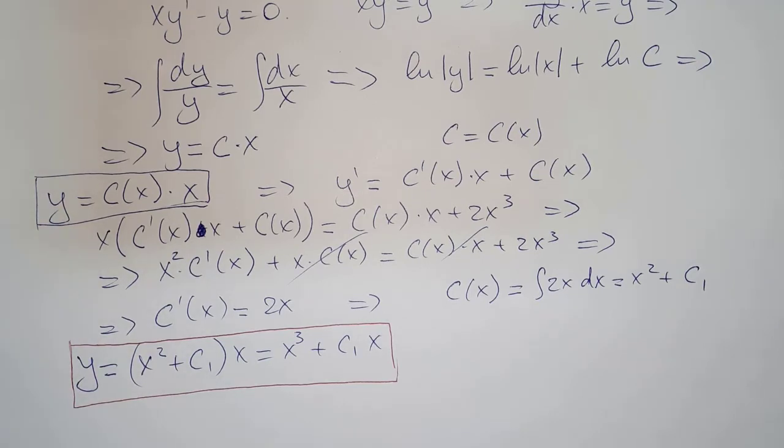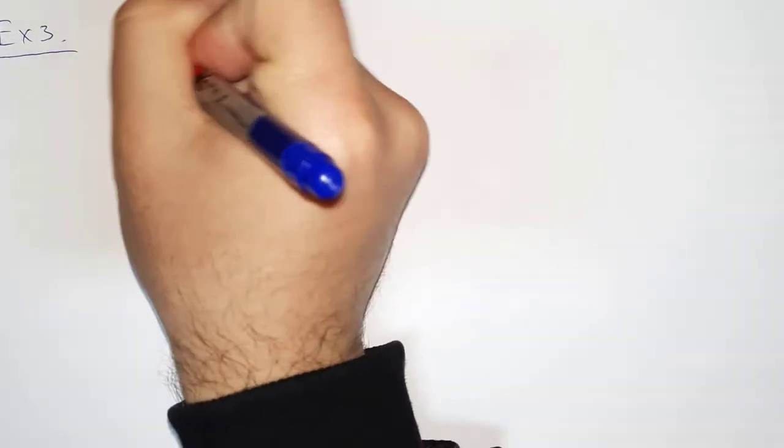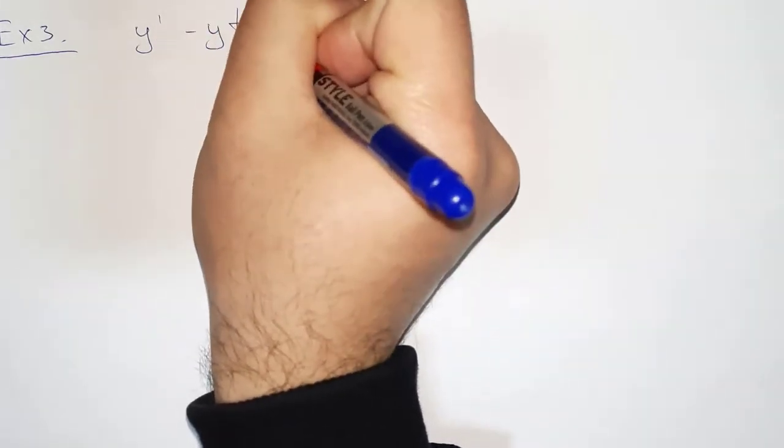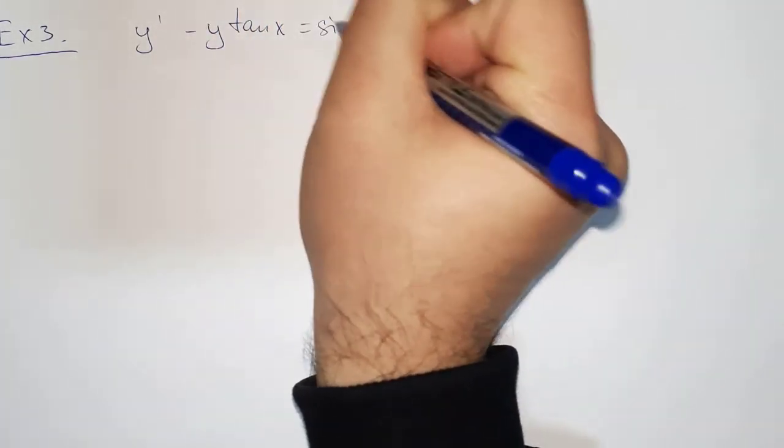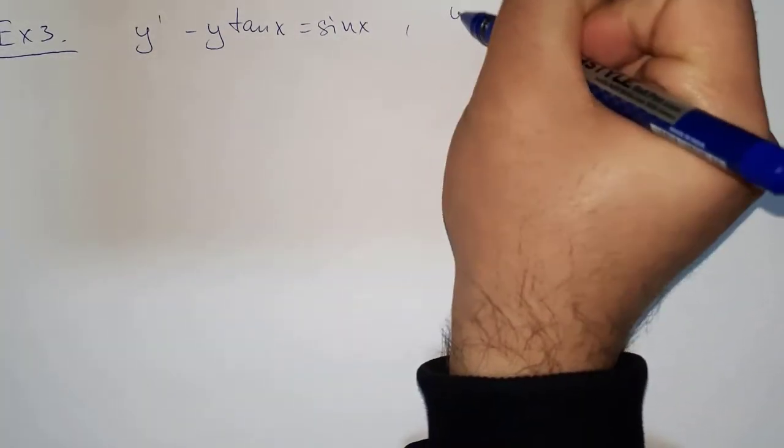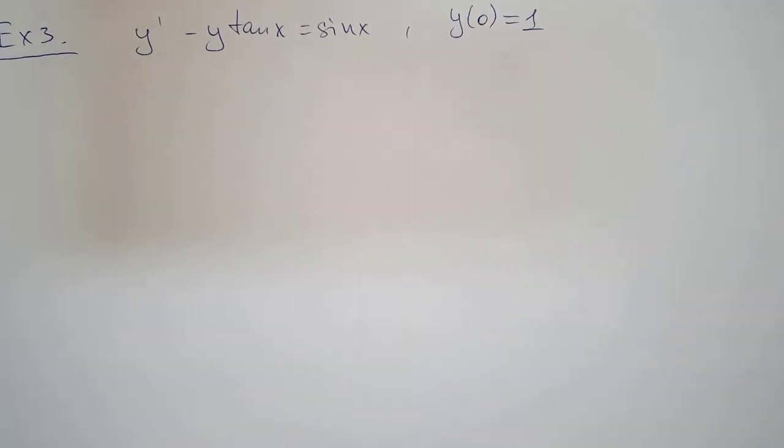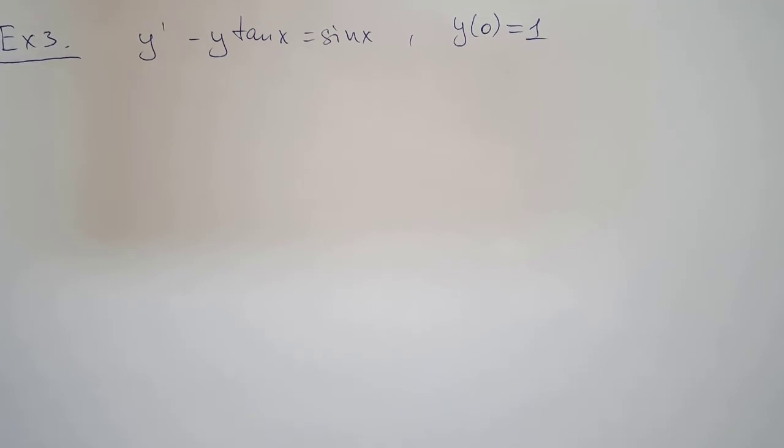So I showed two examples with different ways. With these two ways, you can choose whichever is comfortable for you. And now let's do one more example. Exercise number 3. Solve the initial value problem: y prime minus y tangent x is sine x, where y(0) is 1. Let's do this example.